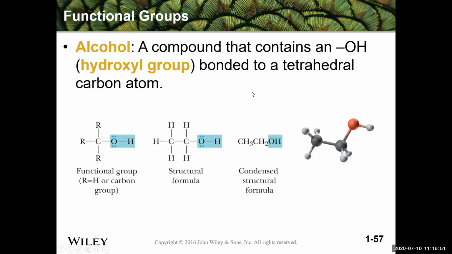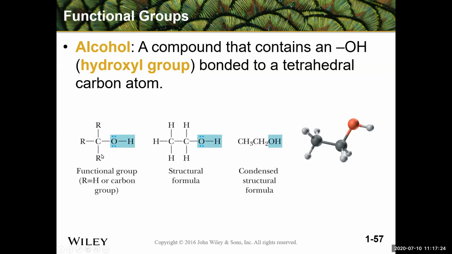Okay, so let's just go through some of the functional groups here. So the first type of functional group belongs to a class of molecules called alcohols. So an organic compound that contains what's called an OH group, or hydroxyl group, is called an alcohol. And the hydroxyl group is bonded to a tetrahedral carbon atom.